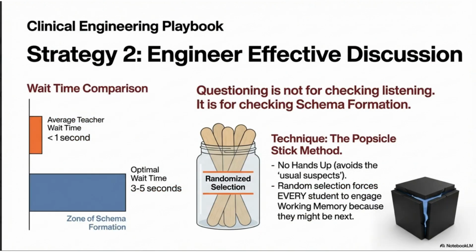Strategy 2 is to engineer effective discussion. Questioning checks schema formation, not just listening. The optimal wait time is 3 to 5 seconds. Techniques like the Popsicle stick method, which uses randomized selection, ensure every student engages their working memory.